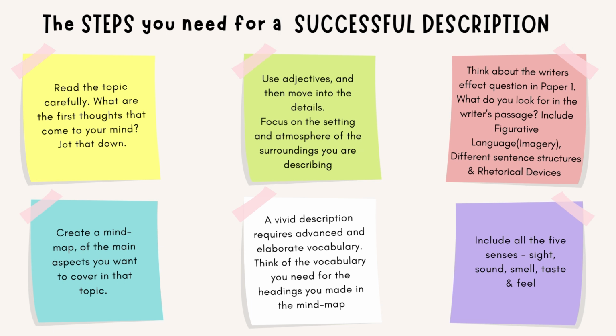Furthermore, a vivid description requires advanced and elaborate vocabulary. So you must also think about the vocabulary you need for the headings that you have made in your mind map. You can also think about the writer's effect question which you do in paper 1. What do you usually look for in the writer's passage?